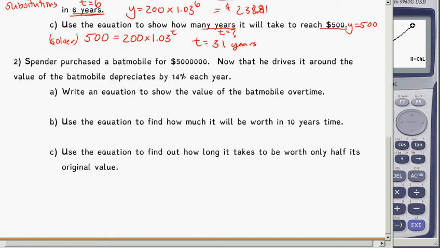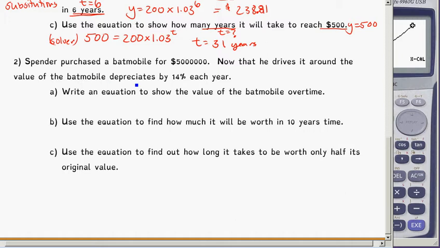But we'll take a look at this. Oops. Spender, that's probably a good name for this one anyways. Spender has purchased a Batmobile for $5 million. Now he drives it around.